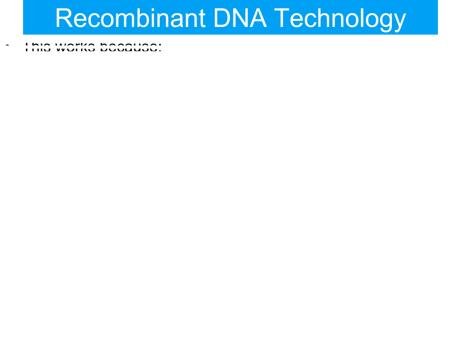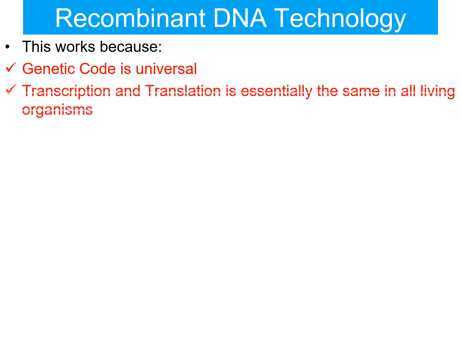Basically, there are two reasons this works. One, because the genetic code is universal, so the same three letters in codons code for the same amino acids in all living organisms. And two, transcription and translation are the same in different organisms. So they're the same in a bacteria as they are in a human.